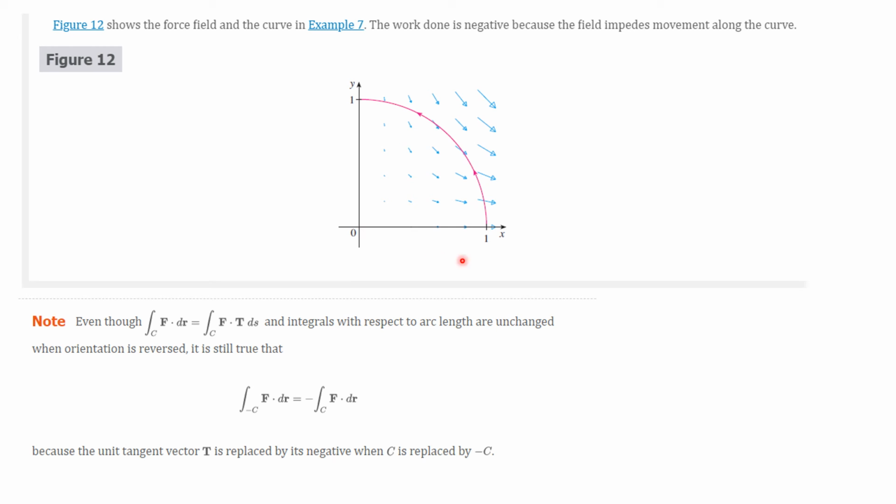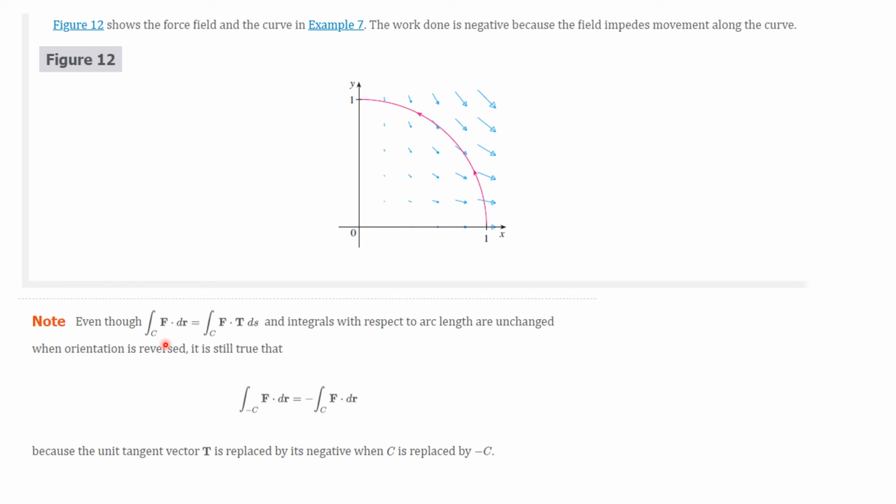Now, the reason you get minus is because the curve really has this orientation. It starts down here and goes this way, but the force field looks like this. So the work done is negative because the field impedes movement along the curve.